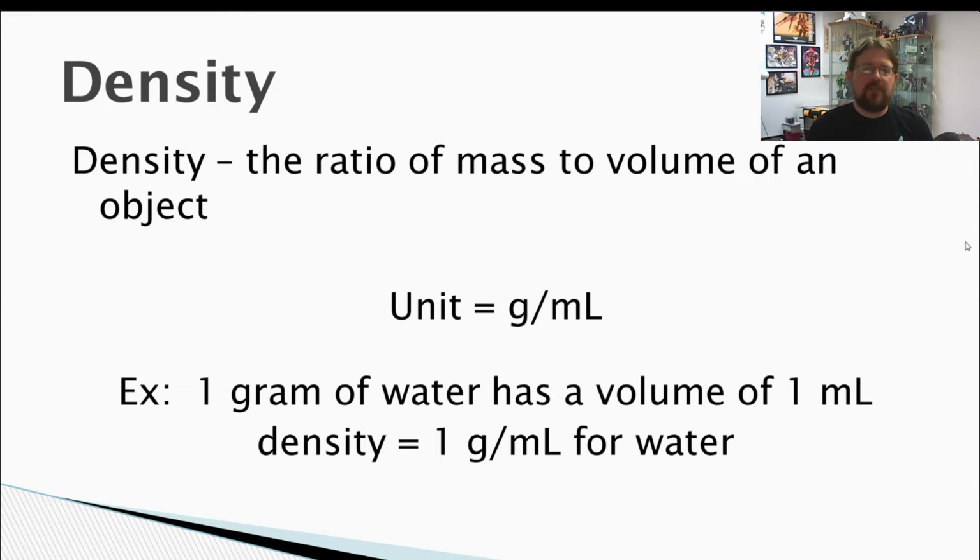Now, something to consider with density is unlike mass, which, of course, can change because it says 1 gram of water in the example. Maybe we have 2 grams. Maybe we have 3 grams. Maybe we have 100 grams. Is that going to change the density?